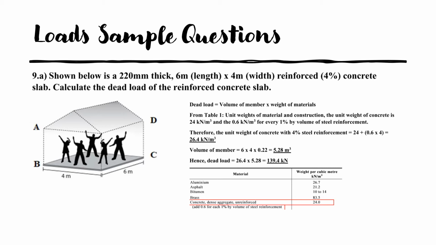Additionally, as the dimension of the slab is already provided, we can easily calculate the volume of the slab, which equals 5.28 cubic meters. Lastly, simply multiply the volume by the unit weight of the material. We can get the conclusion that the dead load equals 139.4 kilonewtons for the concrete slab shown in the graph.